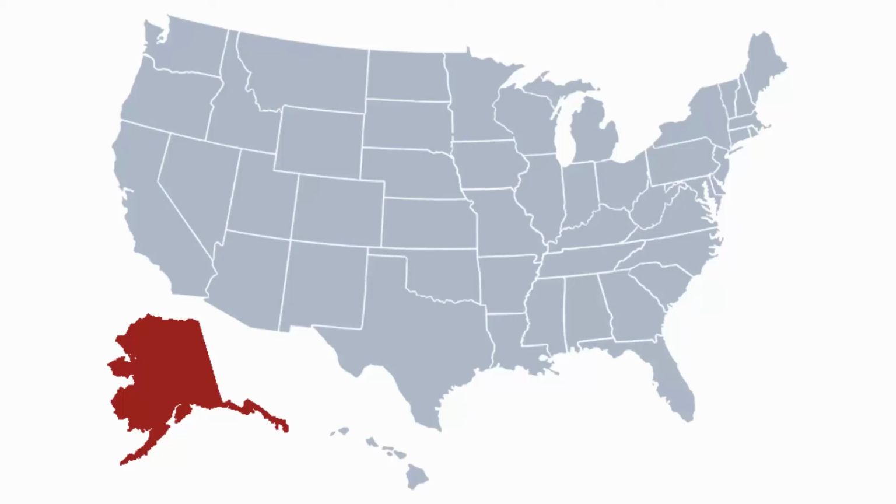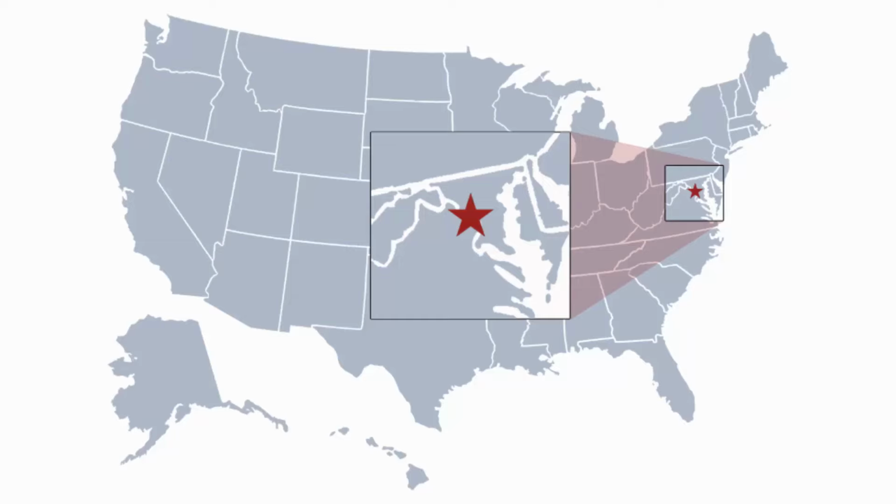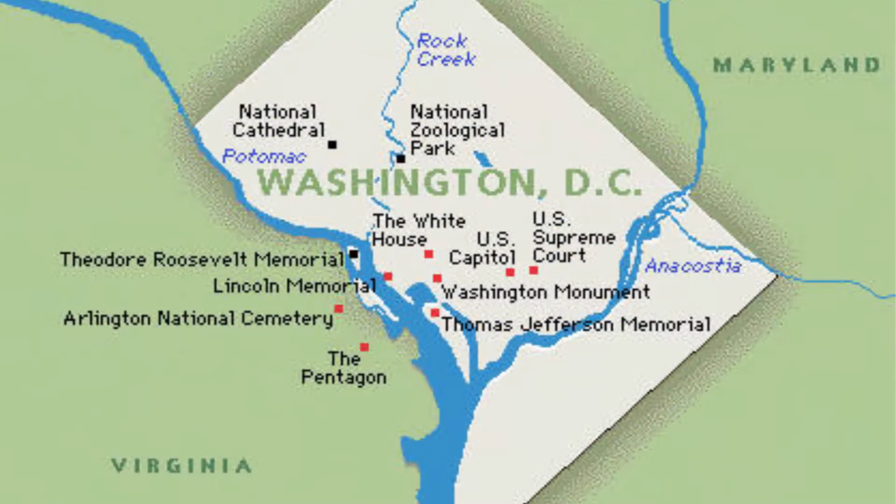Less populated states, such as Alaska, Wyoming, and North Dakota, only have 3 electors apiece, since they have 1 representative and 2 senators. The District of Columbia, or Washington, D.C., also has 3 electoral votes. This was granted by the 23rd Amendment to the Constitution.